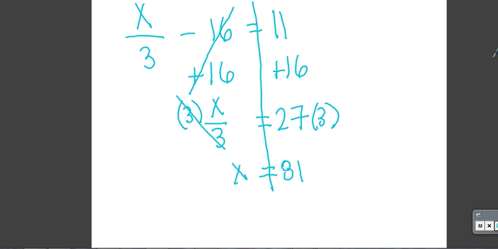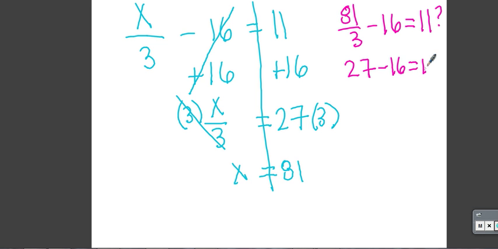So let me plug that back in. So I've got 81 divided by 3 minus 16, because we always check our answer. So 81 divided by 3 is going to give me 27. Minus 16 equals 11. And 27 minus 16 is 11. And I got my original answer, so we are set.